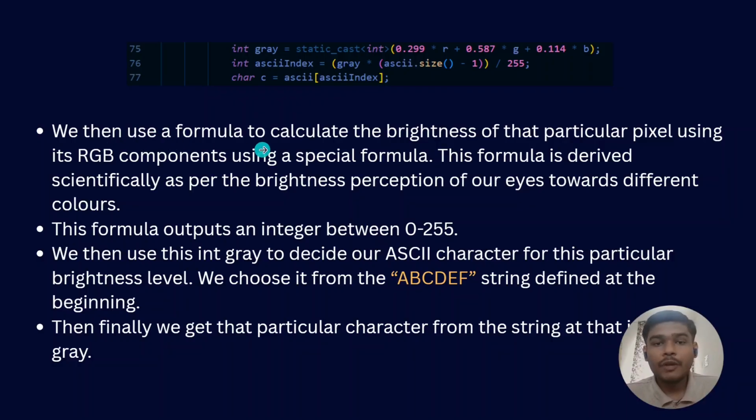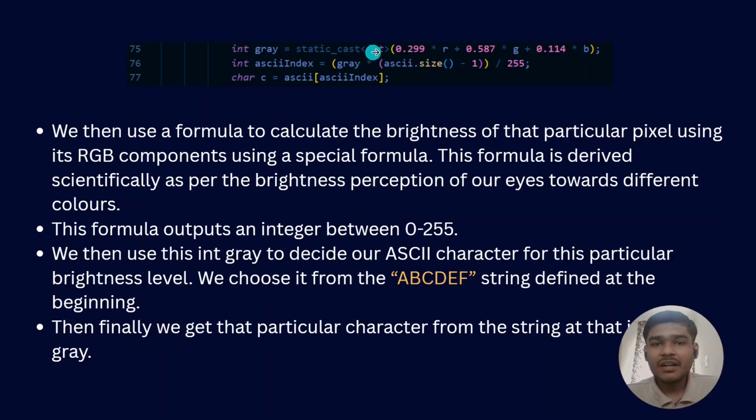So we then use a formula to calculate the brightness of that particular pixel using its RGB components. As you can see here, we have used the formula. This formula is derived scientifically as per the brightness sensitivity of our eyes to different colors. Our eyes perceive green as the brightest color, then red is brighter to our eyes, and then blue is brighter to our eyes. So we have multiplied each with different decimal values to get the exact brightness. And if you add all these decimal values, they add up to 1.